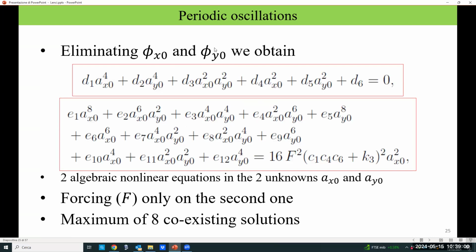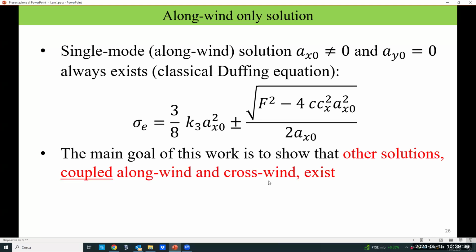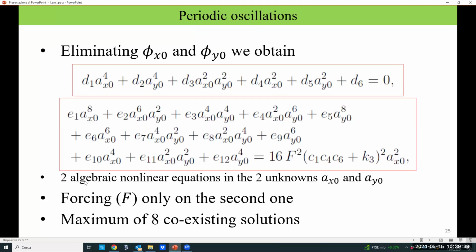On top of that, you can eliminate the phases, so you have only two equations in the two unknowns AX and AY. 0 stands for equilibrium, which means oscillation in the physical meaning. And you have just to solve these two equations. The two equations are fourth order the first one, eighth order the second one, but with only even powers. So basically this is second order and this is fourth order. So at maximum you have 8 coexisting solutions. And now we have just to solve this system and analyze the solutions from a mathematical point of view.